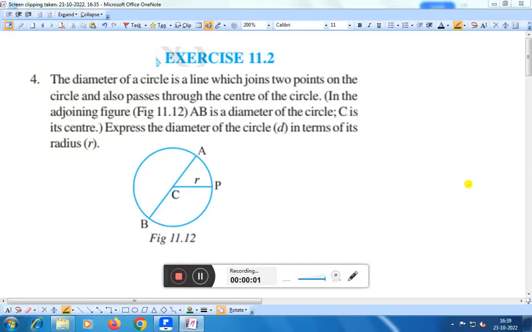Hello everyone. Today we shall discuss exercise 11.2 question number 4.